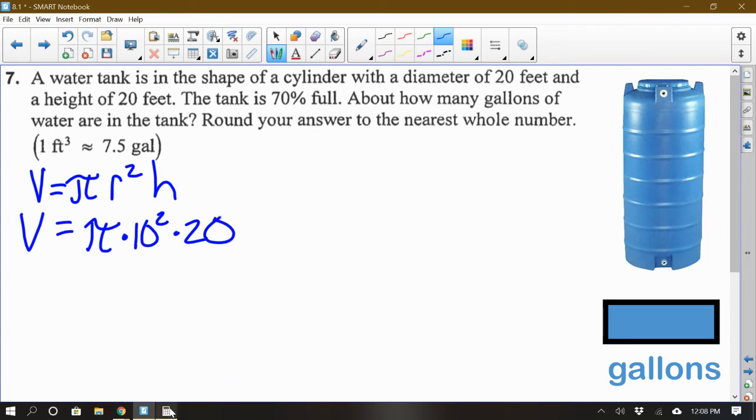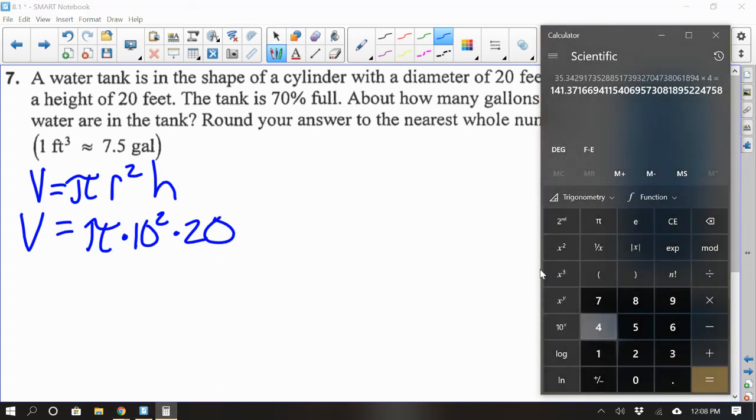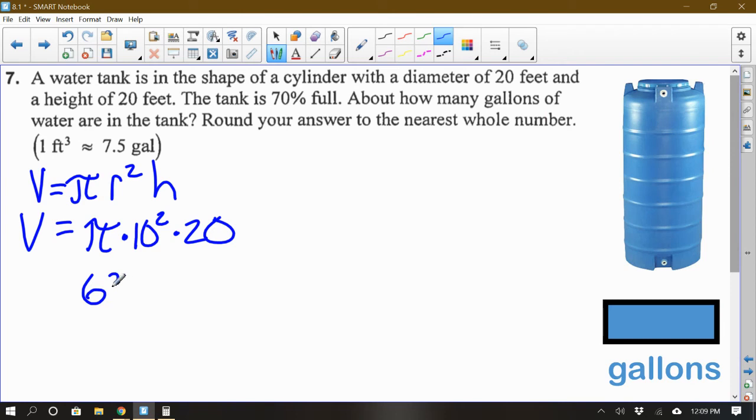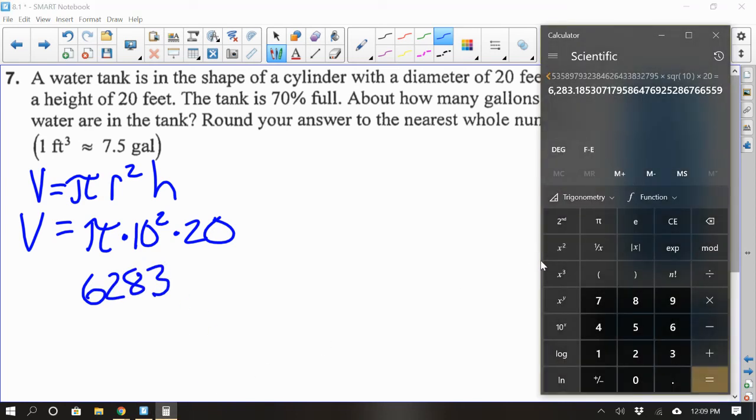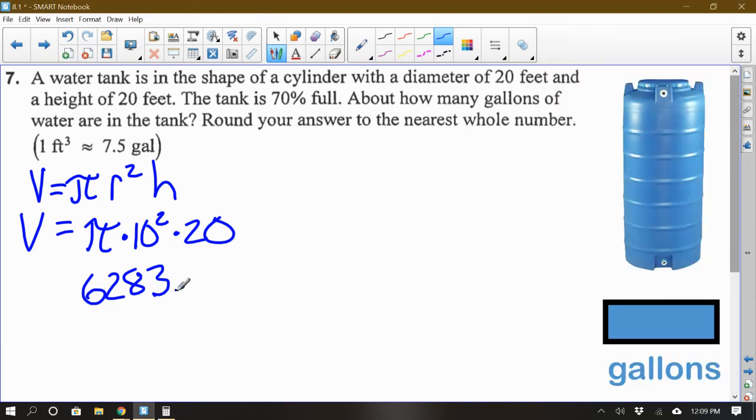All right, let's flip back over to the calculator. So pi times 10 squared, which is 100, times 20. So we have 6,283.2. There's our volume so far.